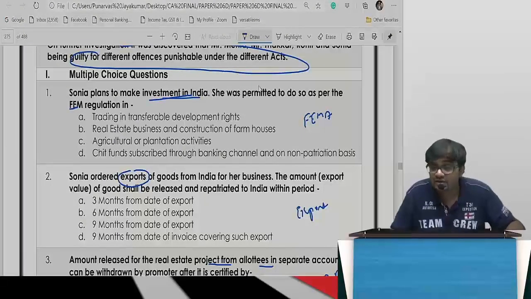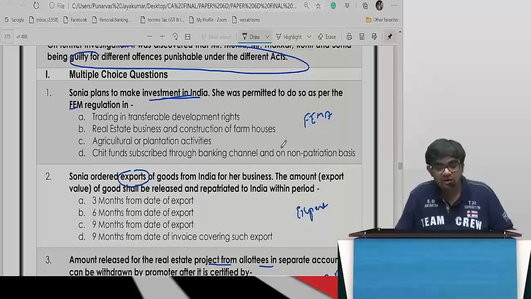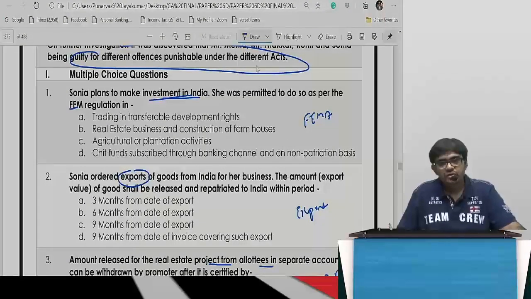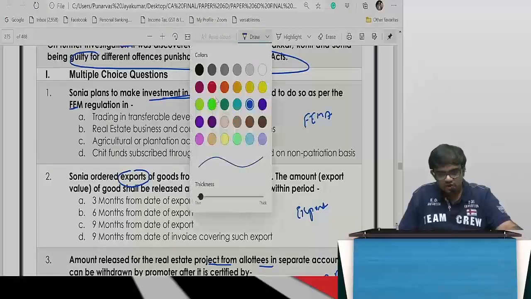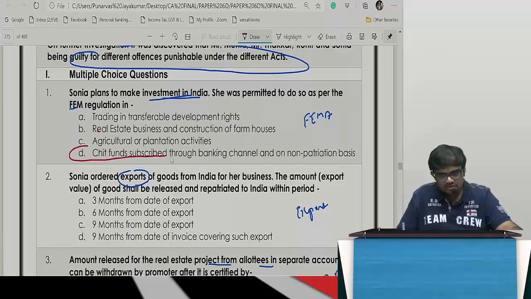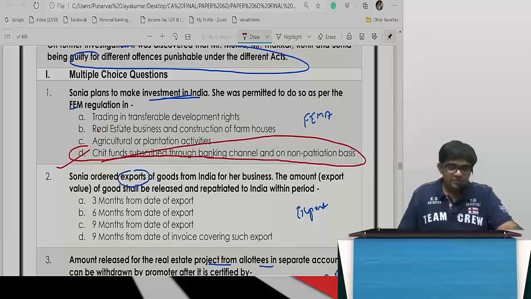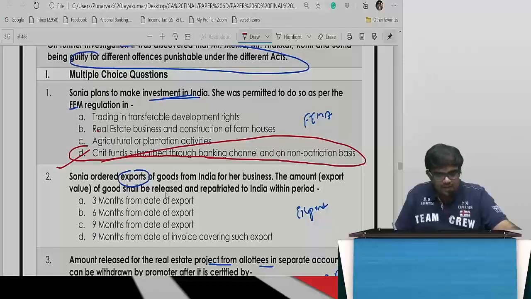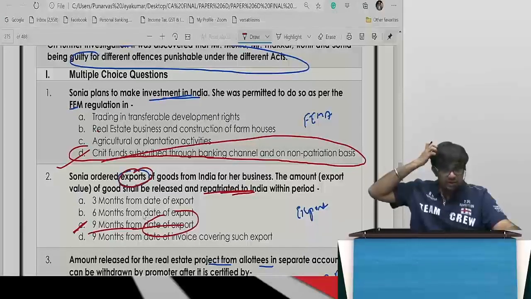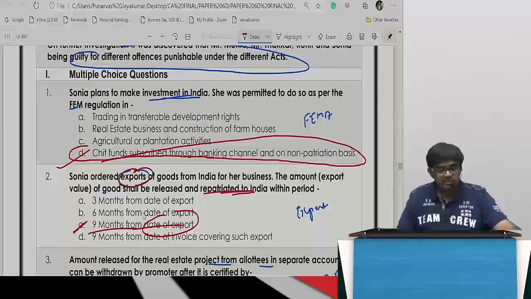So this is regulation 4, guys, all this capital account transaction regulation. If you remember, we have already discussed chit fund business on a non-repatriation basis. So this would be the answer. Normal chit fund business you cannot do, but on a non-repatriation basis you can do. Exports, if you remember, must be repatriated back to India within how many months? 9 months. We have already seen that from the date of export, 9 months it has to be. The amount should be repatriated back to India.